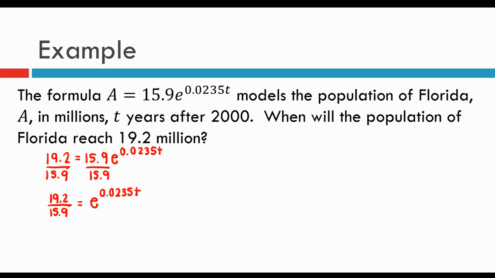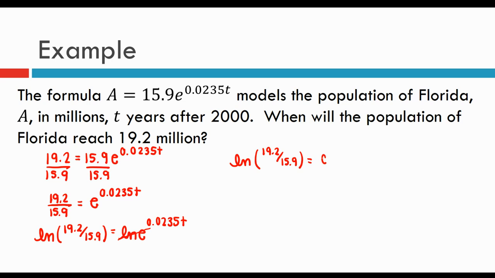And like our last problem, now that I just have that base of e isolated by itself, I need to get rid of that base so I can just have the term that is now the exponent. So to undo that base of e, I'm going to take the natural log of both sides, because the natural log and e are inverses of each other. So now we have the natural log of this 19.2 divided by 15.9, and that equals this 0.0235t. So to get t by itself, we're going to divide by that decimal.